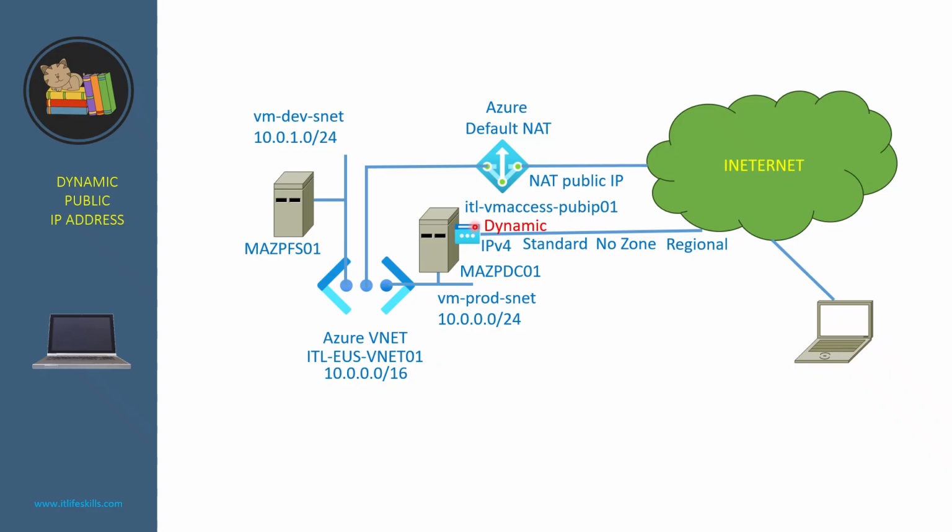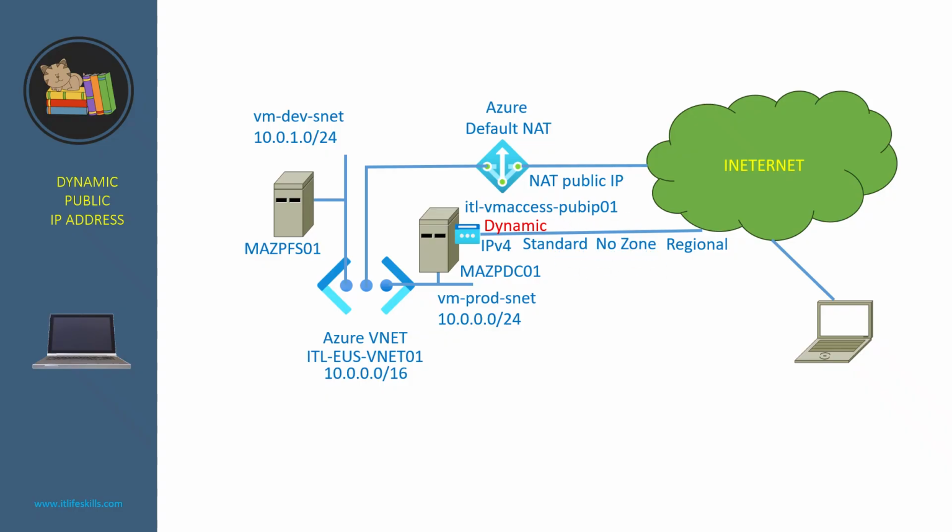However, when we start MAZ-PDC01 for the first time, PubIP01 will be assigned with a new public IP address, for example, 172.172.173.78. And when we reboot or shut down MAZ-PDC01 from the operating system, the public IP address remains the same with PubIP01. But when we stop and deallocate MAZ-PDC01, the public IP will be removed from PubIP01.